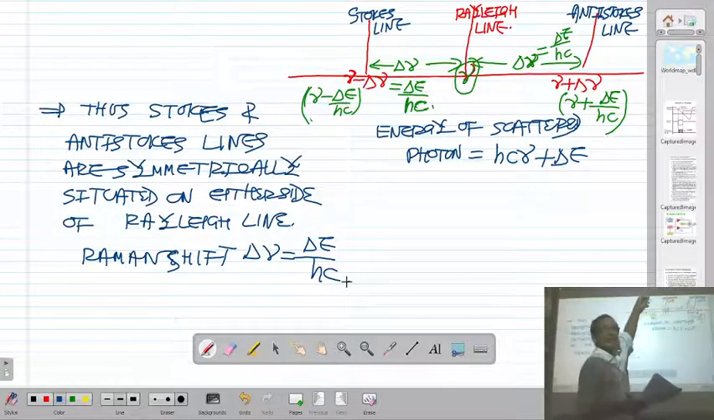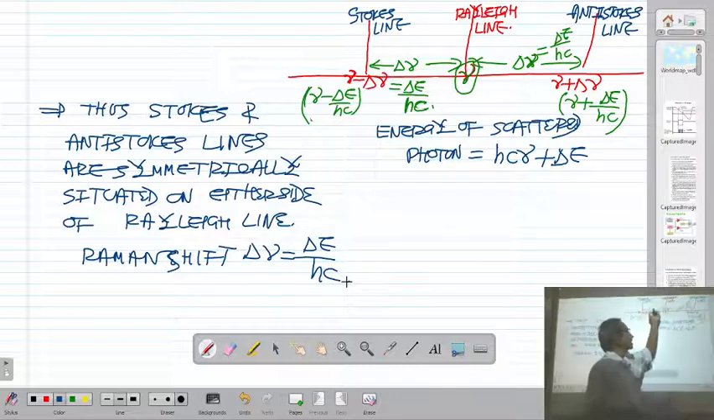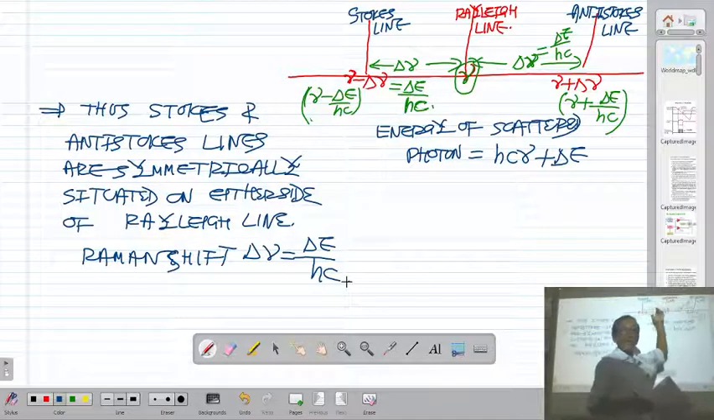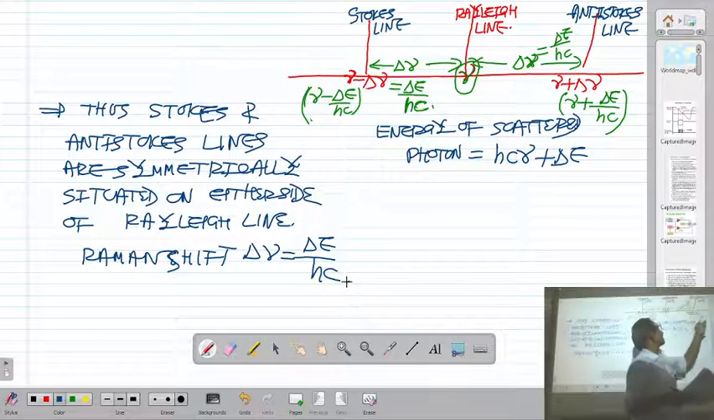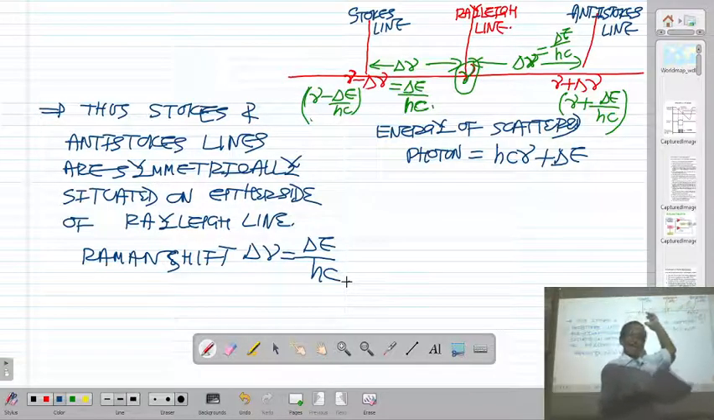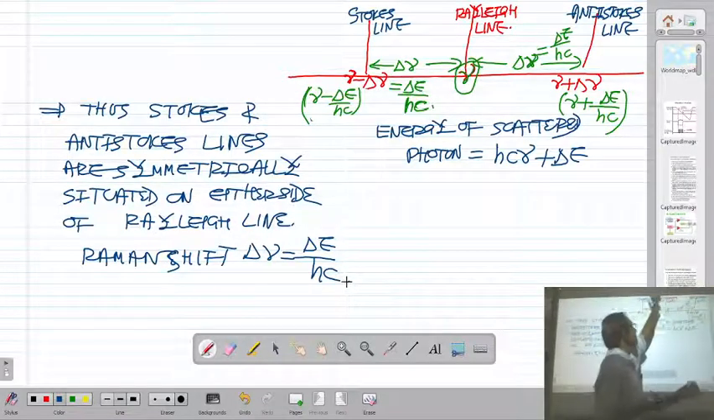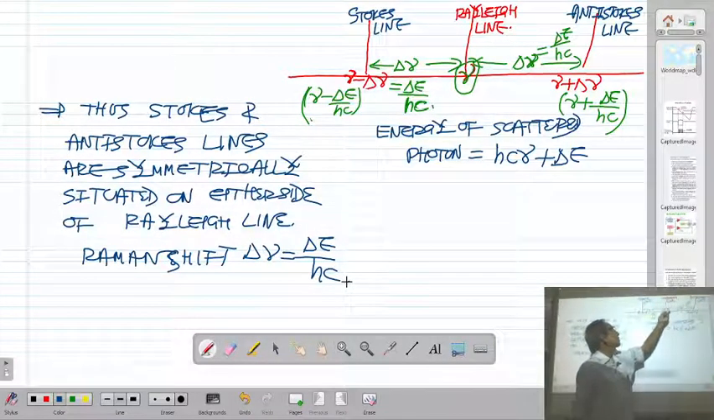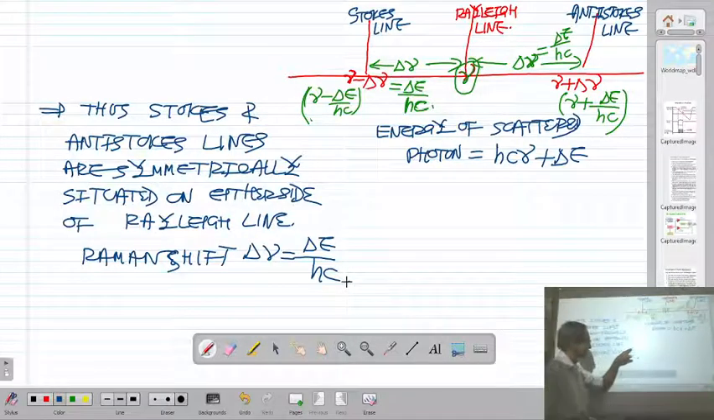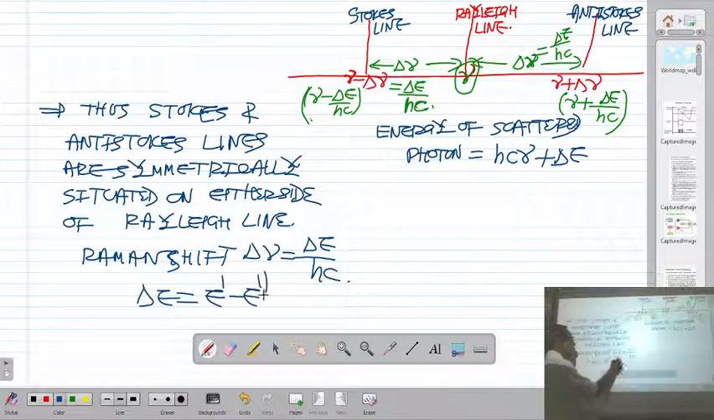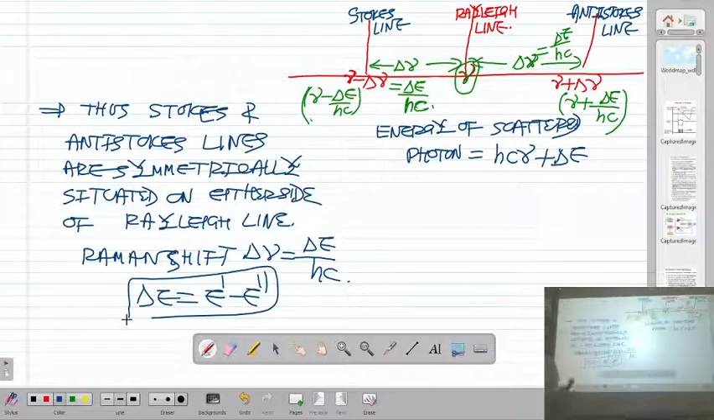So you can see here that the Stokes Raman line and the anti-Stokes Raman line are symmetrically situated on either side of the Rayleigh line. The Raman shift, the wave number shift of the Stokes line and anti-Stokes line from the wave number of the Rayleigh line, is delta E upon SC. What is this delta E? You should know what this delta E is. It is the energy difference of the molecule between the upper state and the lower state.